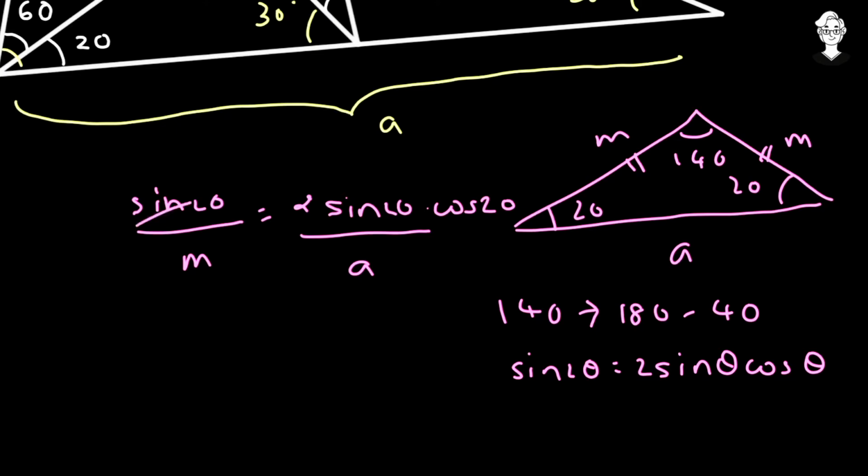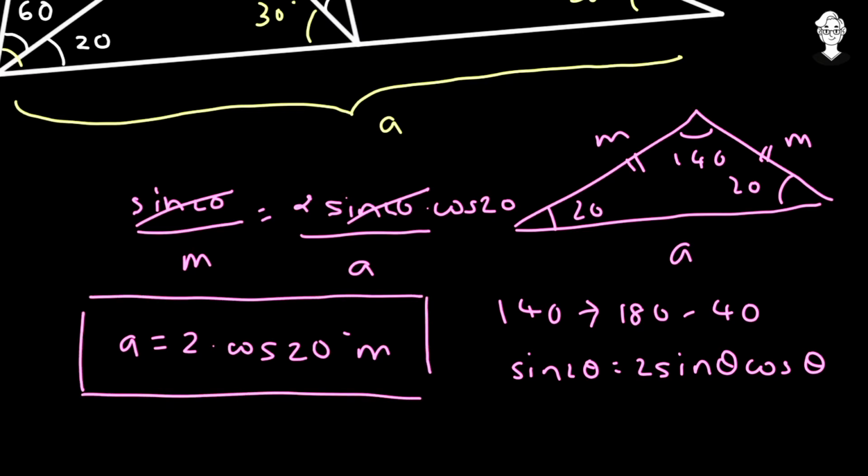Now we can see that sine of 20 from both sides got cancelled out, and cross multiplication gives me that A is equal to 2 times cos of 20 degrees into M. 2 times cos 20 degrees is nothing but a constant. Yes, we don't know the value, but it is a constant. So what we have is A in terms of M. We have that A is equal to 2 times cos of 20 degrees into M. Okay.